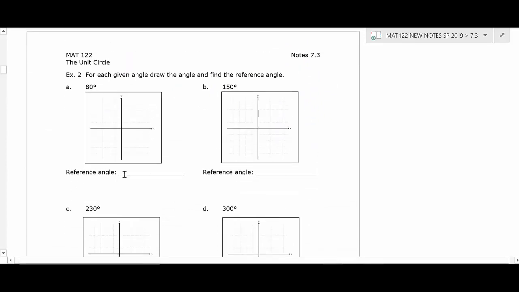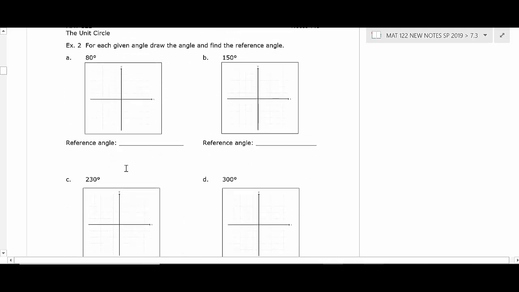So let's do one together, then I'll give you a chance to do these yourself and see if you understand what's going on. What we're going to do is sketch the angle first of all. So 80 degrees, again, you know that you start at the x-axis. This is counterclockwise, so just estimate. It doesn't have to be perfect, just estimate an 80-degree angle.